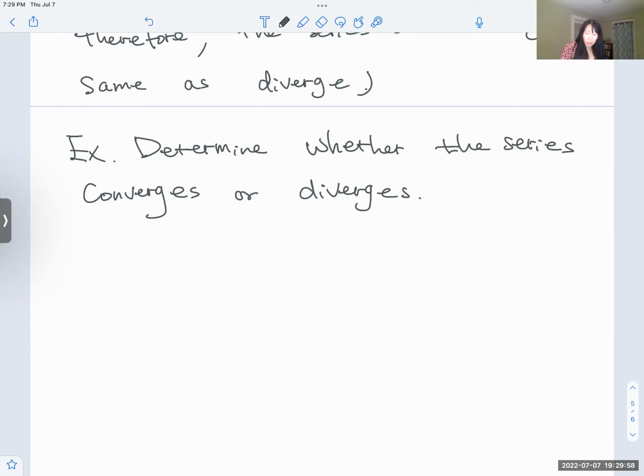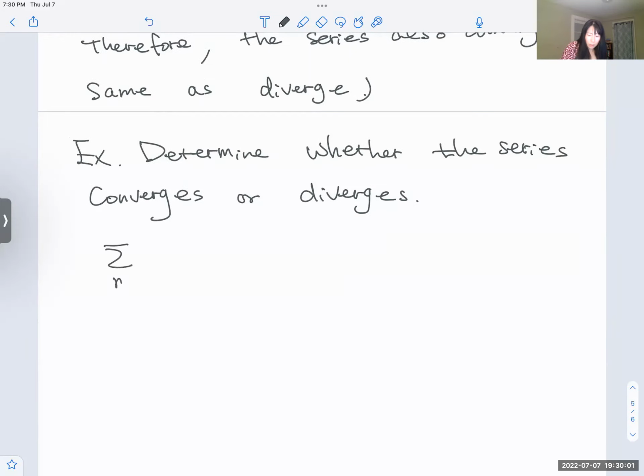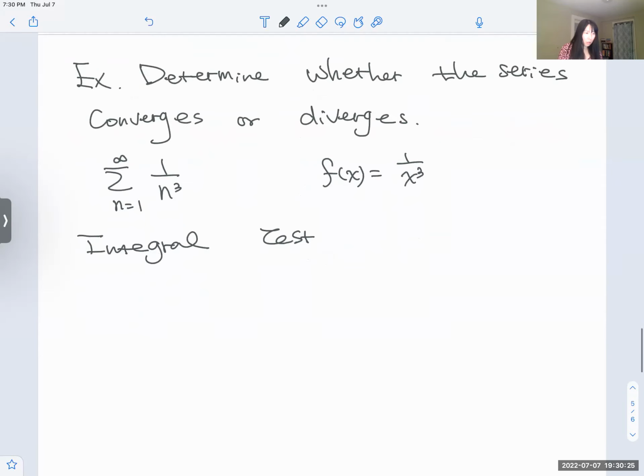So let me do it here. We have the sum from n equals 1 to infinity of 1/n³. Then we assume the conditions are met. So we're going to say that f of x equals 1/x³. Now we're going to use the integral test. So we will have the integral from 1 to infinity of 1 over x to the third power dx.